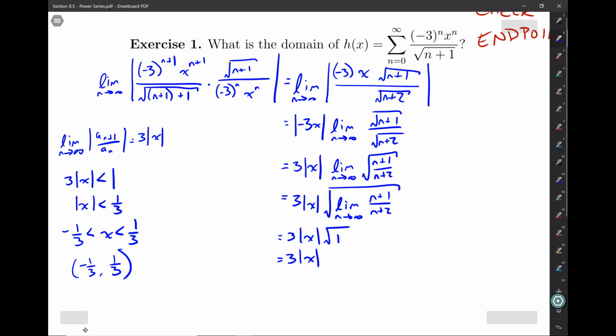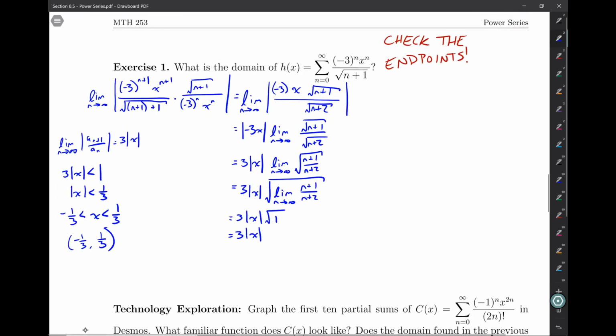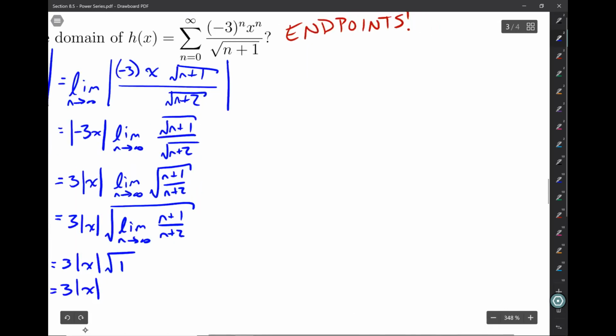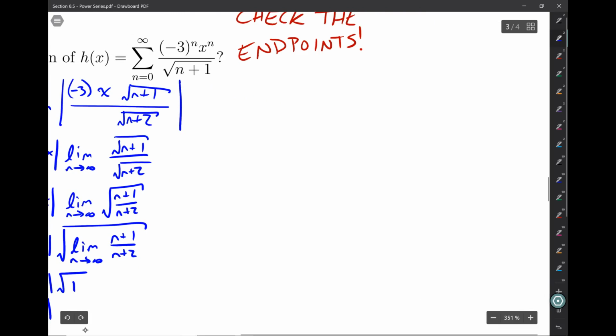But this is not necessarily our domain. It might be, but it's not necessarily our domain because of the one big reminder: we need to check the two endpoints. So let's go ahead and do that. We know that it converges for all values between negative 1/3 and 1/3, but we don't know exactly what happens at negative 1/3 or at positive 1/3. So let's look at that over here.